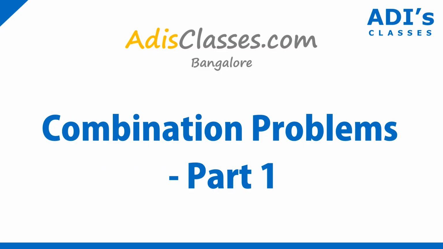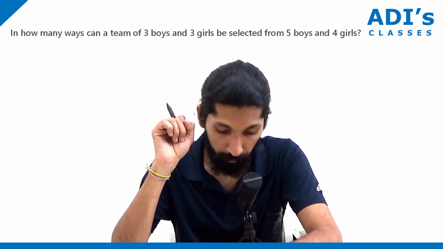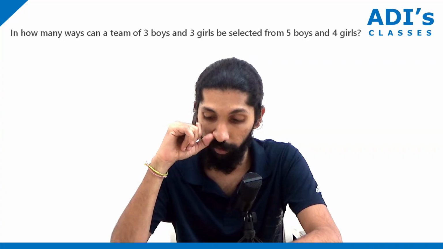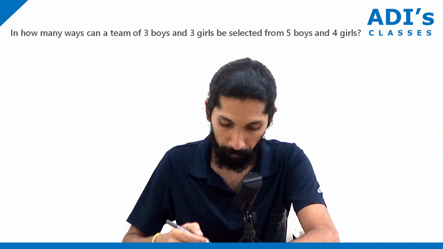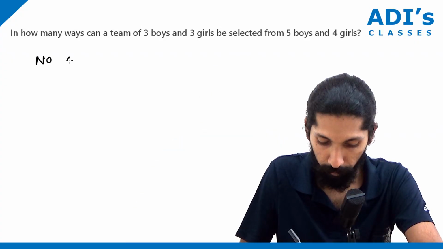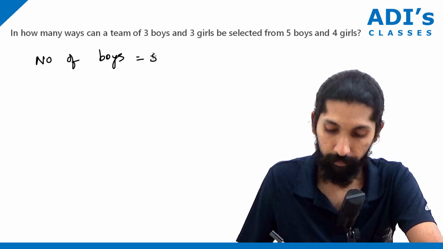Let's solve a few problems based on combinations. Look at the first one. In how many ways can a team of 3 boys and 3 girls be selected from 5 boys and 4 girls? Now, first, the total number of boys we have is 5.